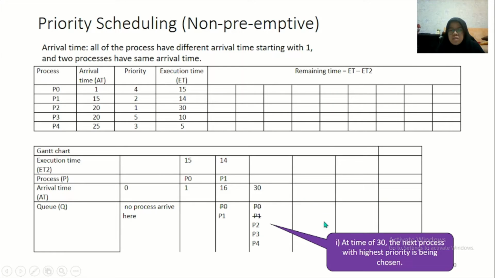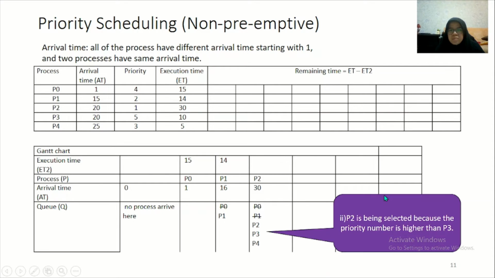And then at time 30, the next process will be selected with the highest priority. So P2 is being selected because the priority number of P2 is higher than P3.